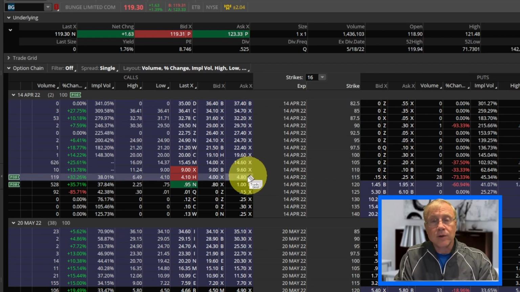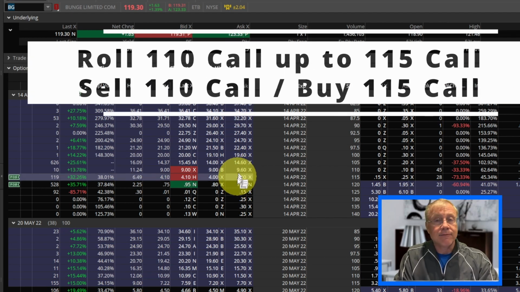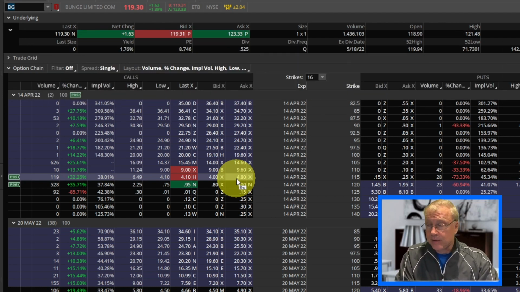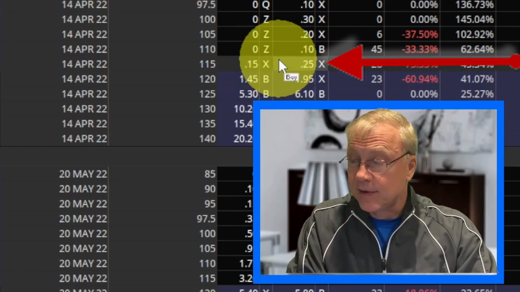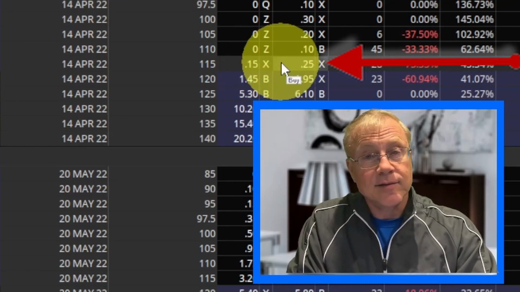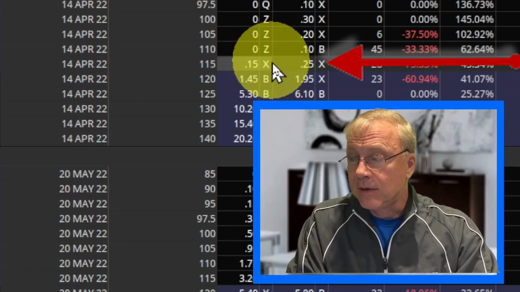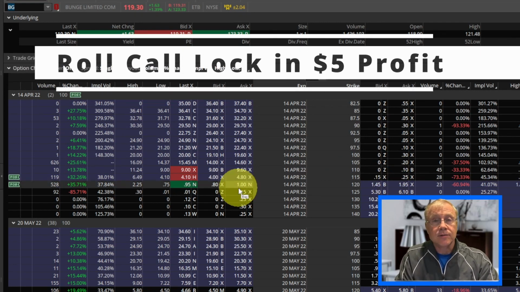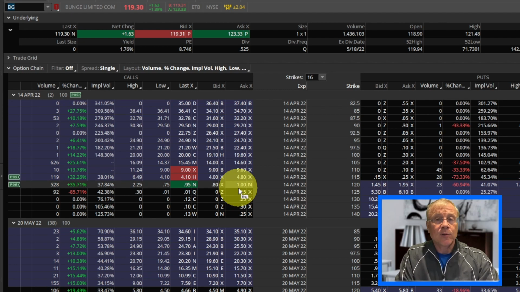So now, is there an opportunity to roll it? In other words, if the 115 has no extrinsic, then there's no reason why I wouldn't want to roll this and lock in $500. I would have unlimited upside, but I've now limited my risk. Let's just see what the extrinsic is. As you can see, it's 20 cents versus 5. So for 15 cents, I can secure $500. Still make more money as we go up.